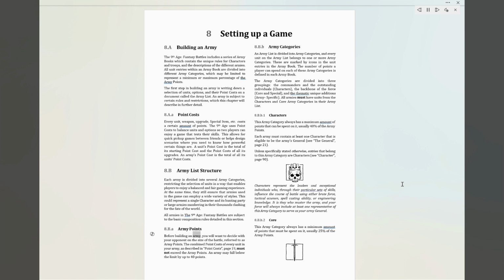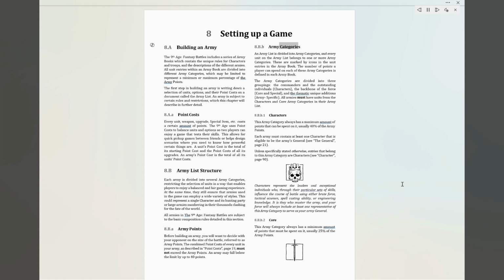Army points. Before building an army, you will want to decide with your opponent on the size of the battle, referred to as army points. The combined point costs of every unit in your army, as described in Point Costs, page 19, must not exceed the army points. An army may fall below the limit by up to 40 points.